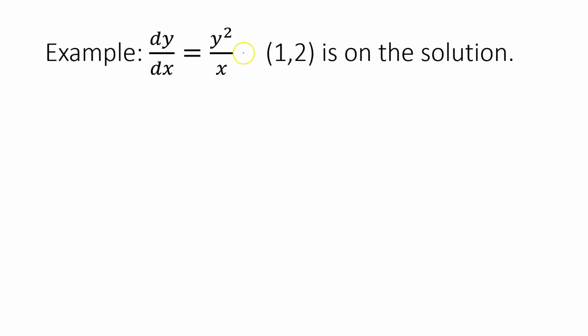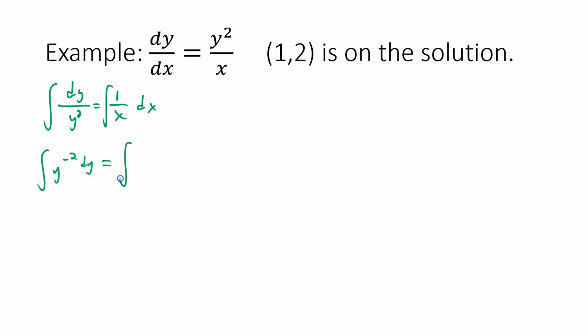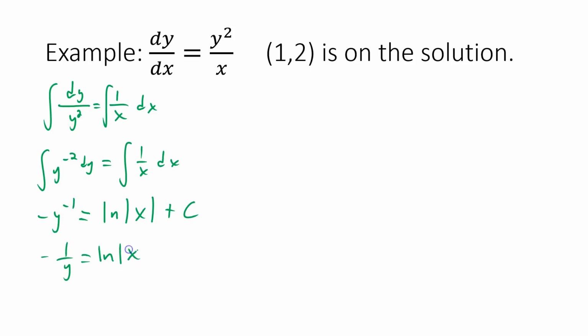So we're going to separate our variables. If I divide both sides by y squared, I'll have dy over y squared is equal to 1 over x dx, or dx over x, however you want to do that. We'll integrate both sides. On the left, I have the integral of y to the negative 2 dy. On the right, it's the integral of 1 over x dx. The left side is going to be negative y to the negative 1 again. We just did that on our last example. That'll be equal to the natural log of the absolute value of x, and then, of course, plus c. So this is negative 1 over y is equal to natural log absolute x plus c.